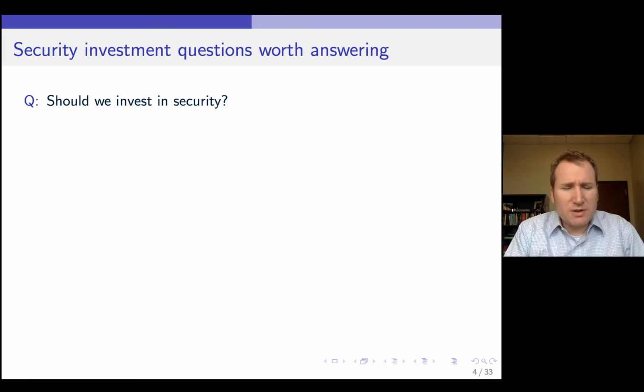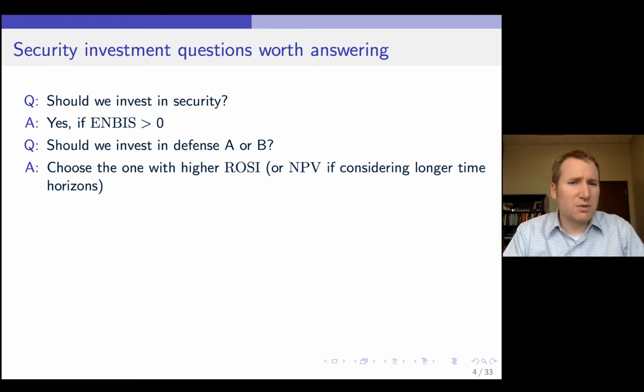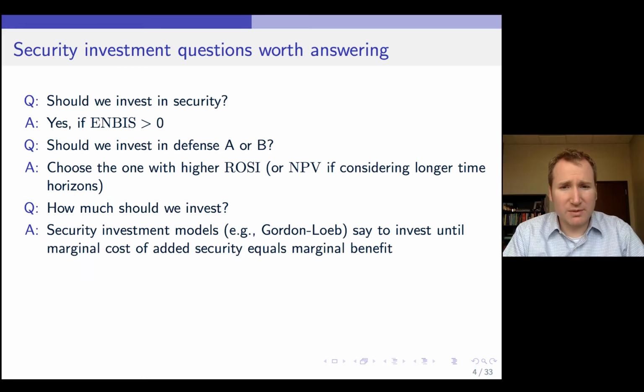So these metrics allow us to answer some questions but not others. If we want to invest in security, we say yes, we do if our expected net benefit is positive. Should we invest in defense A or B? Well, we choose the one with the higher return on investment or net present value. How much should we invest? Well, we can look at one of the security investment models we previously discussed, such as the Gordon-Loeb model, which will say to invest until the marginal cost of added security is equal to the marginal benefit.